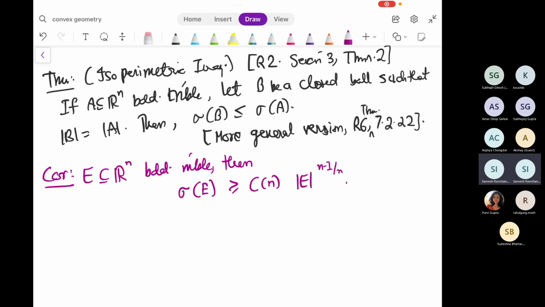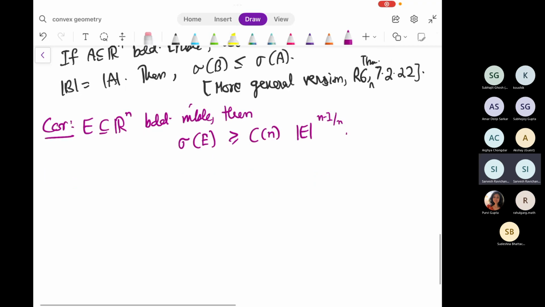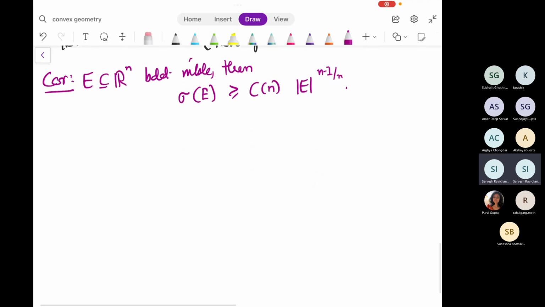This relation holds for all bounded measurable sets, and you would expect that the ball is the kind of equalizer. It turns out that it's not only the ball which is the equalizer. However, it's not too far from the truth. So how do we prove the isoperimetric inequality, right?